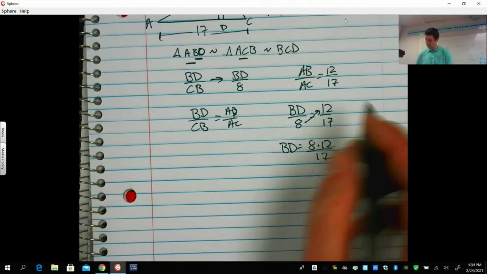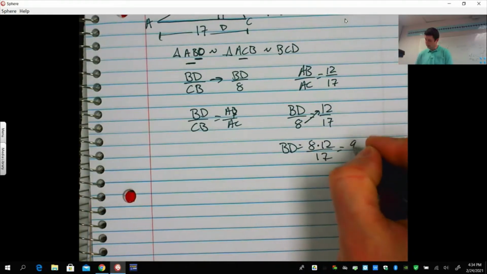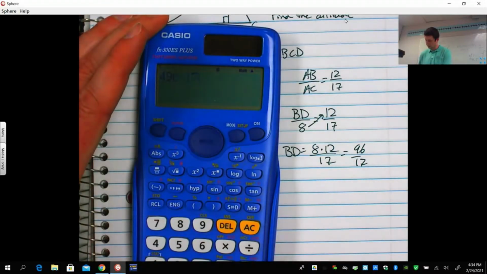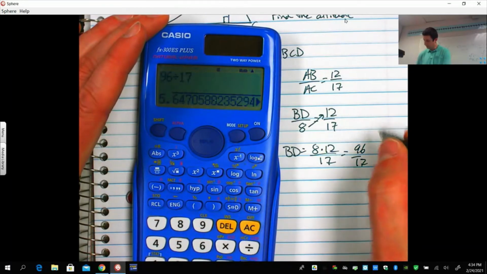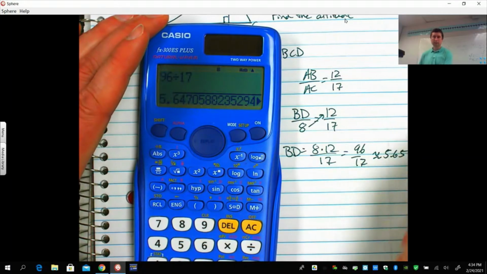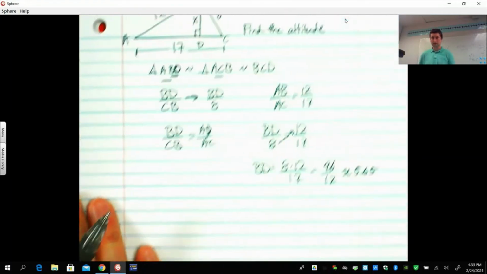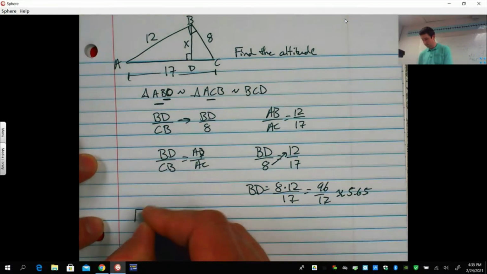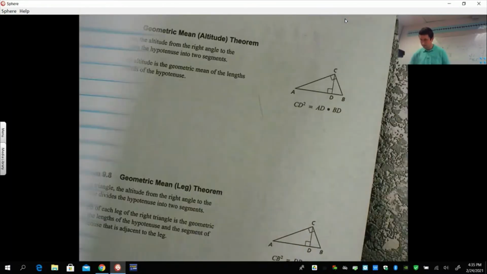Okay? So let's finish this up. This is 96 divided by 17. That's a fraction in lowest terms. Which is about 5.65. That would be your altitude. Okay? So let's write that back down over here.